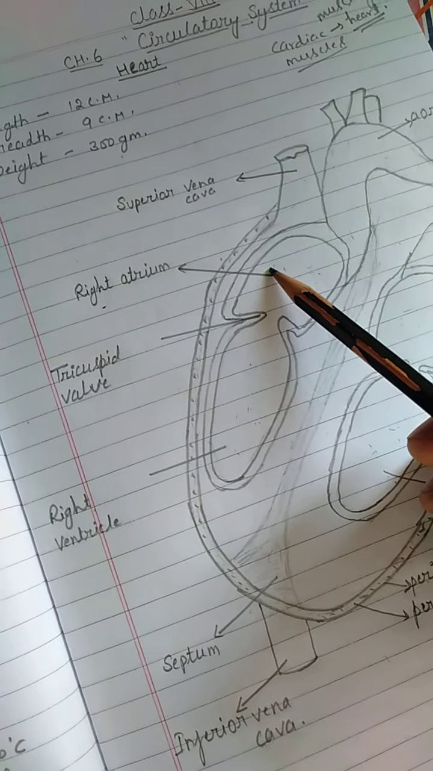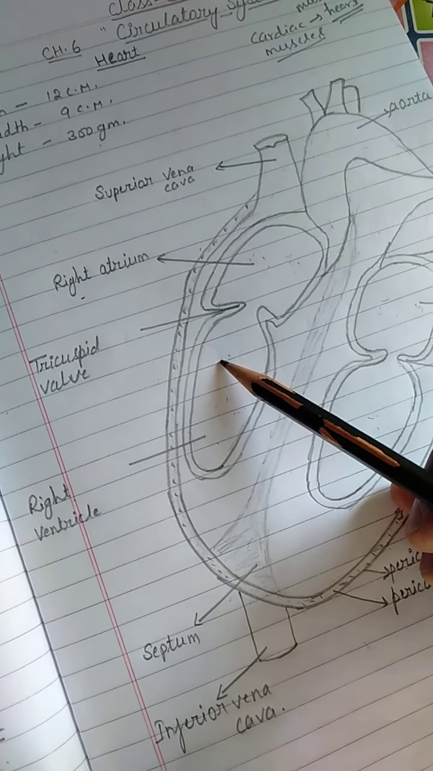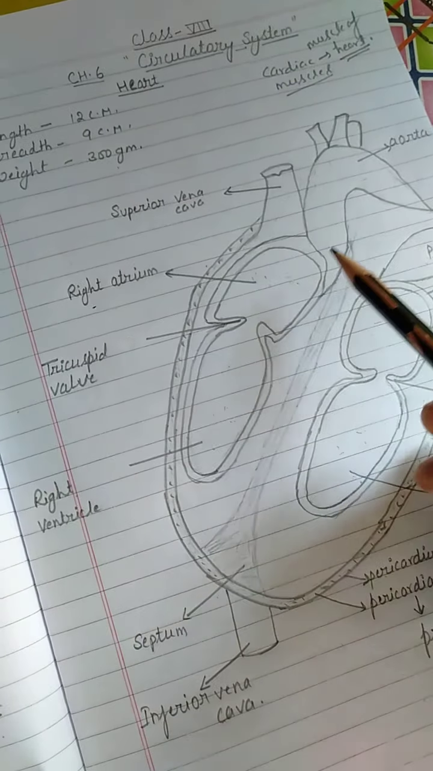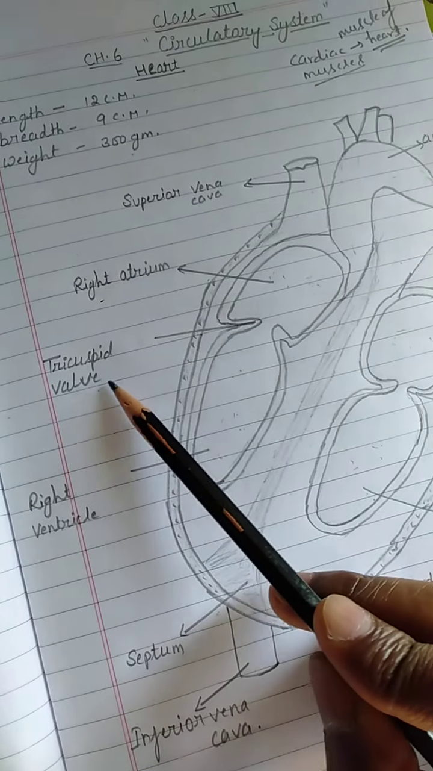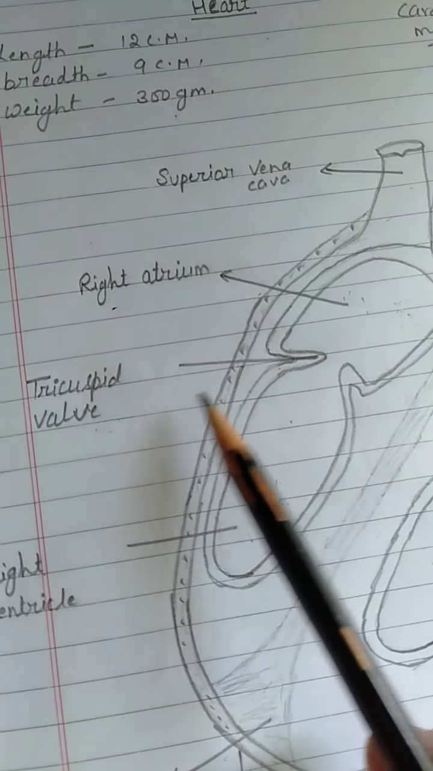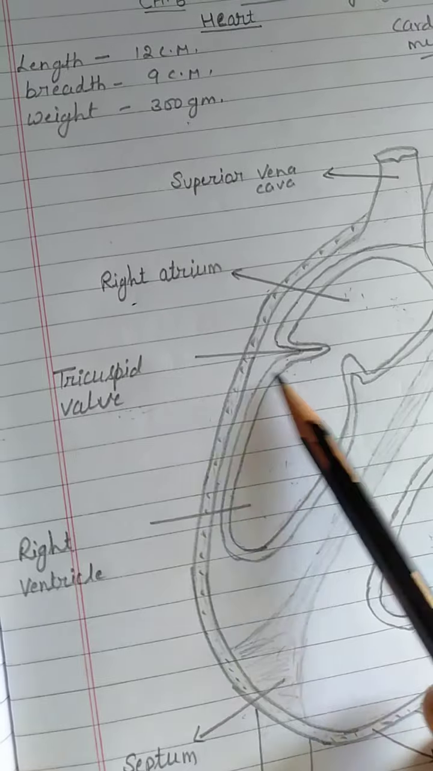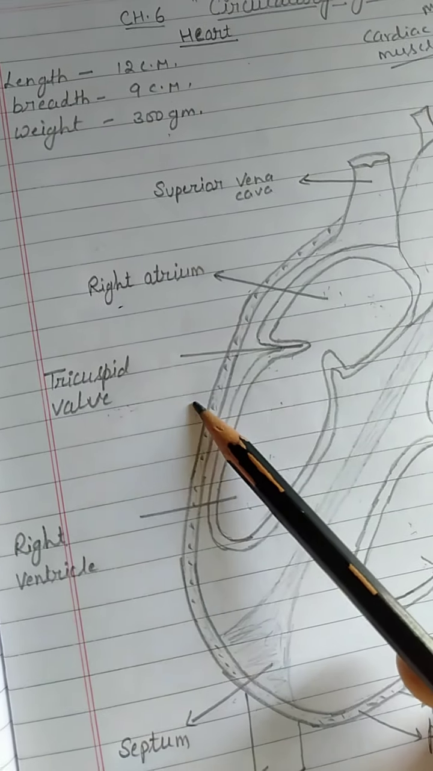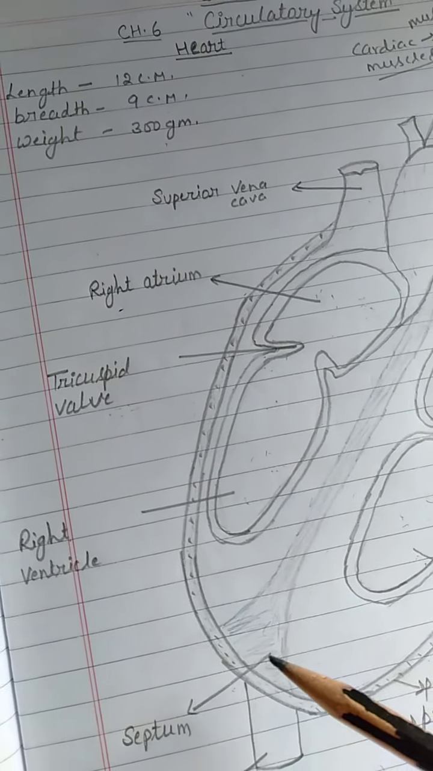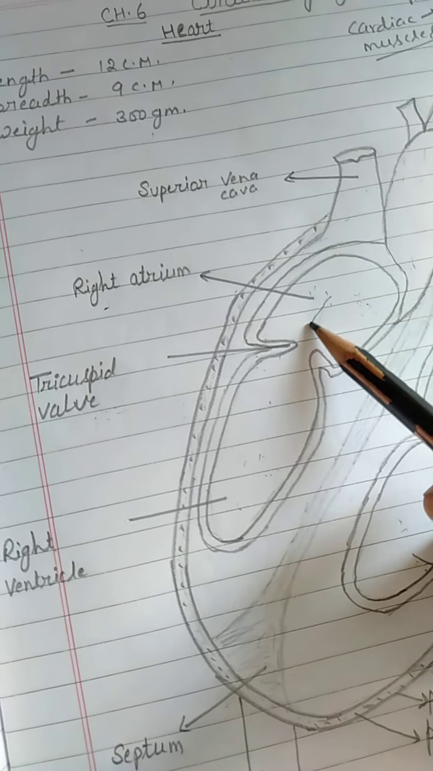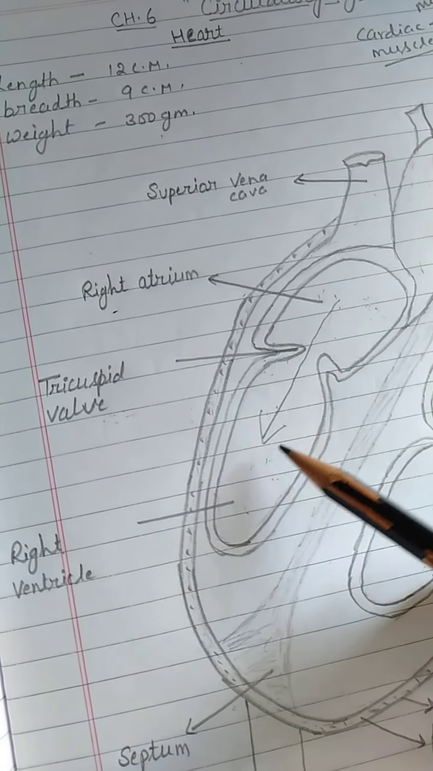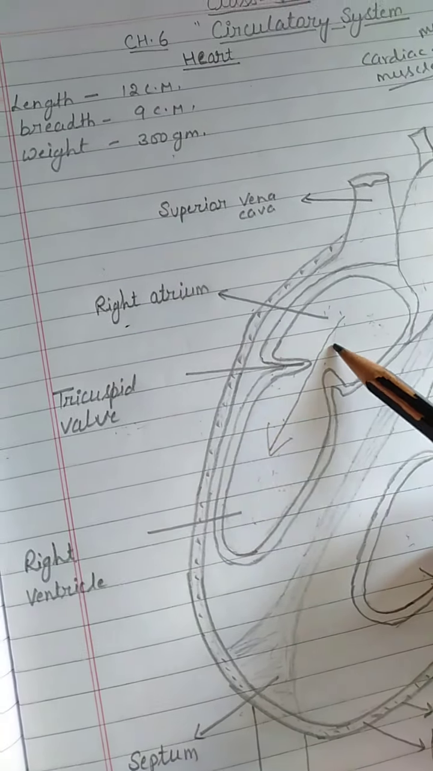Okay, now between the right atrium and right ventricle there is a valve present, and this valve is known as the tricuspid valve. And why is this tricuspid valve very important? Because it prevents the backflow of the blood, because blood goes like this, and this prevents the backflow.